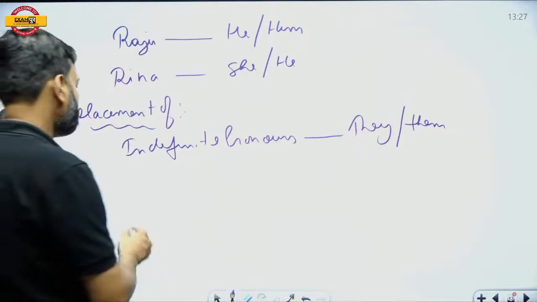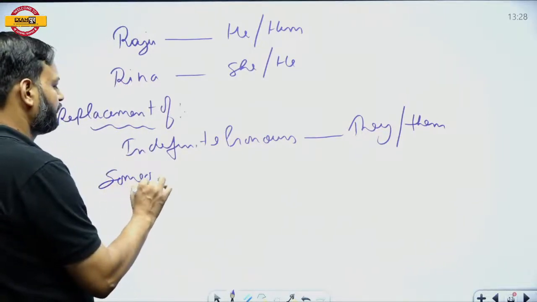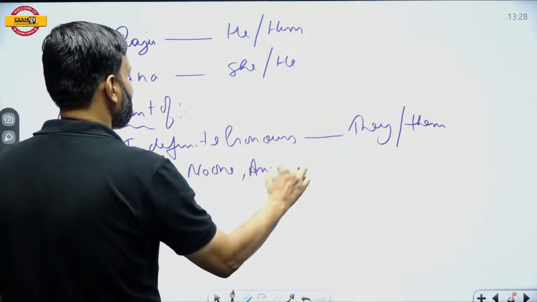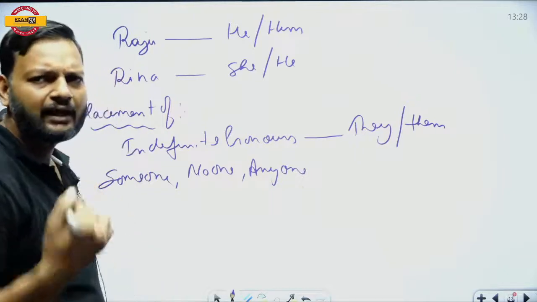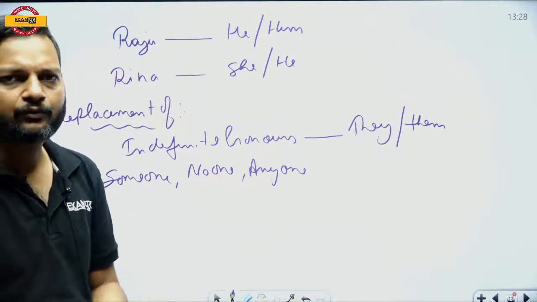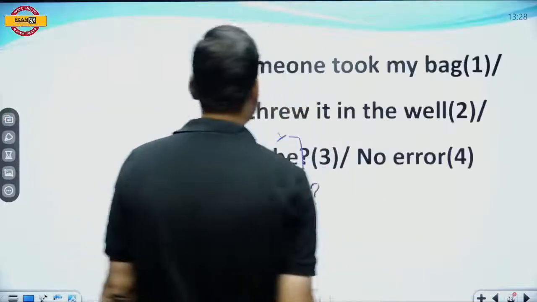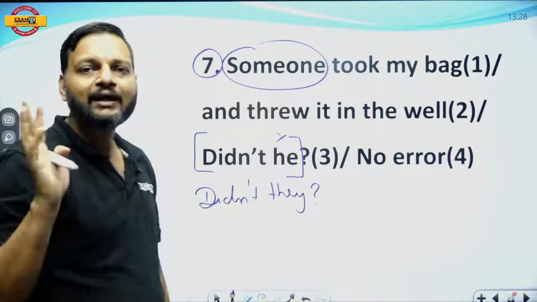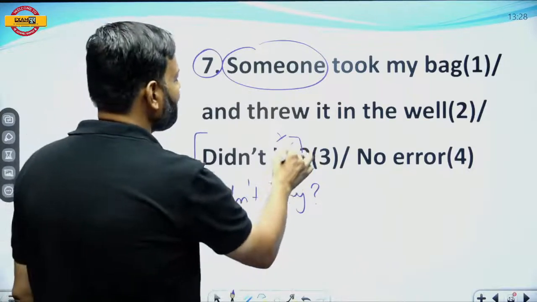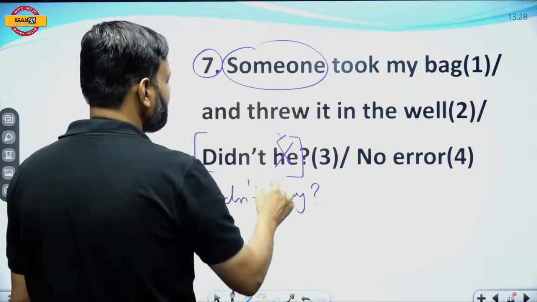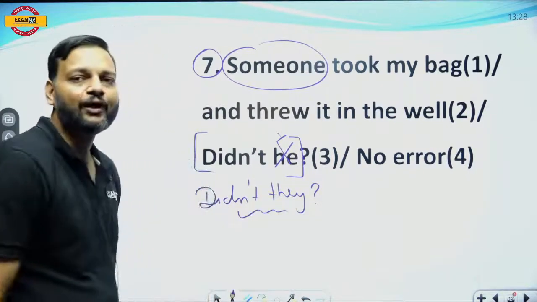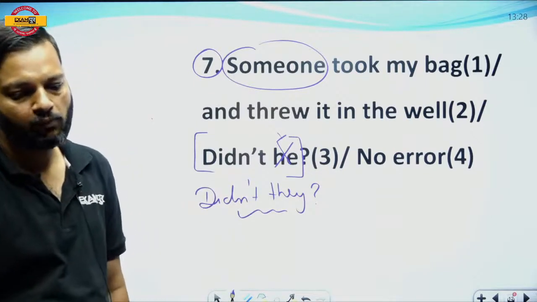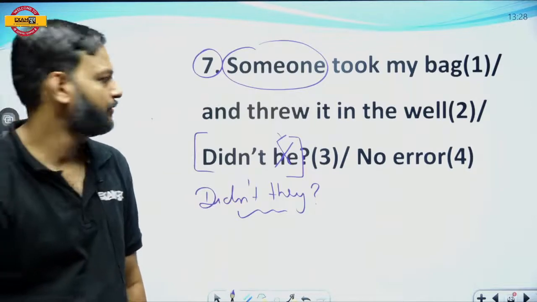Okay, and what are indefinite pronouns? Someone, no one, anyone, somebody, nobody, everybody, these are all indefinite pronouns. So in this sentence we have someone as the subject and someone has to be replaced by them, but here in place of them, he is given. So in place of he we have to write they. Clear? Any doubt?